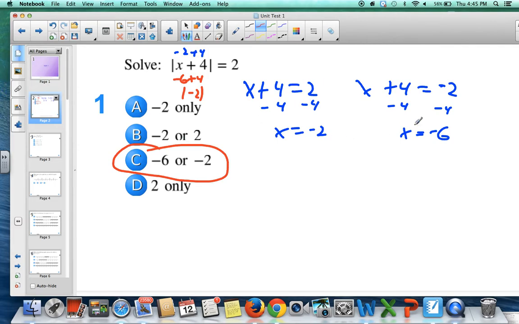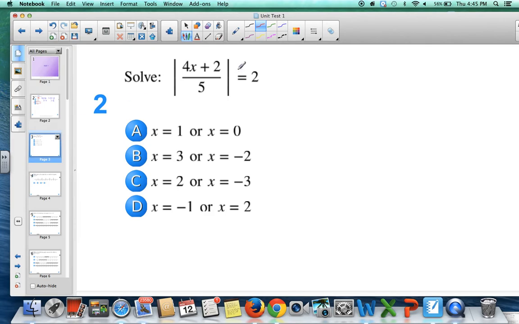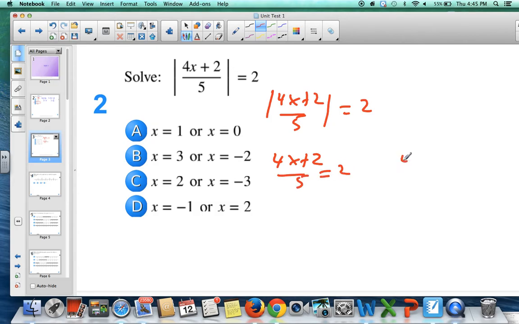We can just check the answers. We didn't even have to go through this process over here because of multiple choice. This is the same procedure. We can just plug the numbers in. If I wanted to write two equations, it doesn't take that long. Absolute value of (4x plus 2) over 5 equals 2 means two equations. (4x plus 2) over 5 equals 2. (4x plus 2) over 5 equals negative 2. And now we multiply 5 to both sides here.